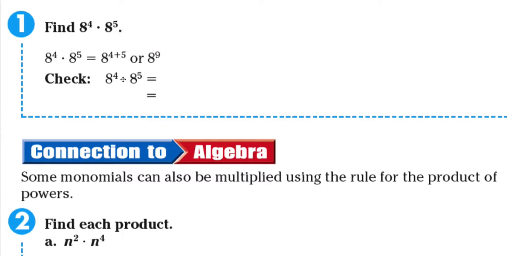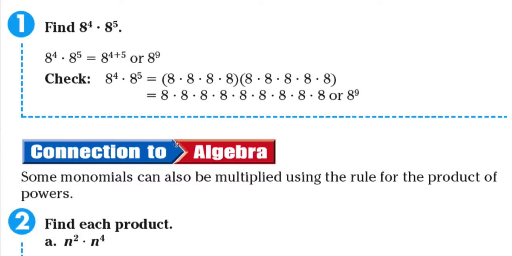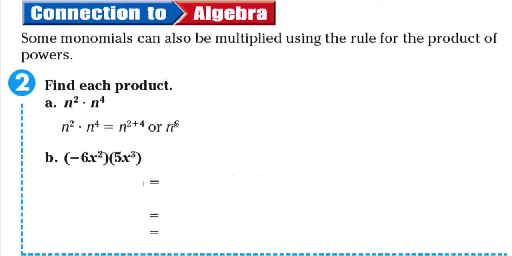If we want to check our answer, we expand a to the fourth times a to the fifth, and if you combine all of them, it still becomes a to the ninth power. Let's take a look at example number 2 and how we connect it to algebra. Some monomials can also be multiplied using the rule for the product of powers. Find each product. We want to find n squared times n to the fourth. Since the bases are the same, we simply add 2 and 4 to become n to the sixth power. That's easy enough.